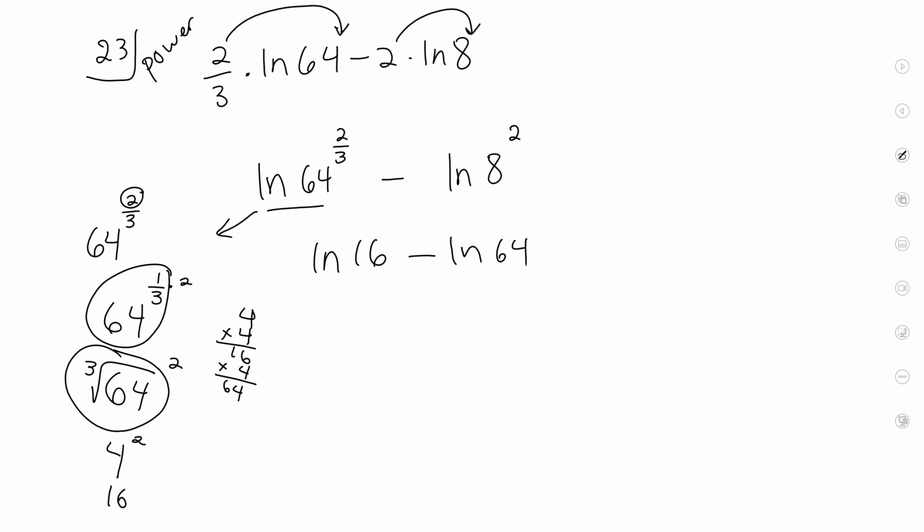And then we're going to use the quotient property here. This will be the natural log of 16 over 64, which is just the natural log of 1/4.